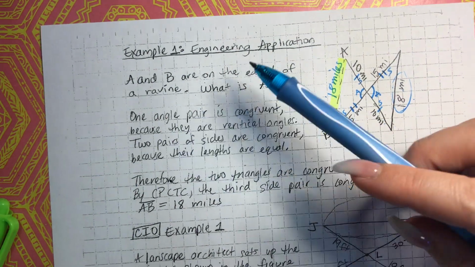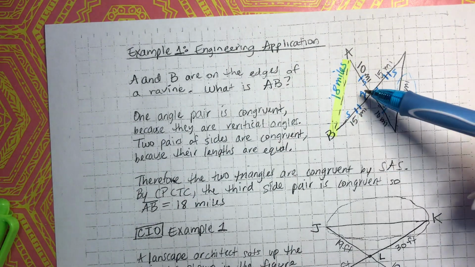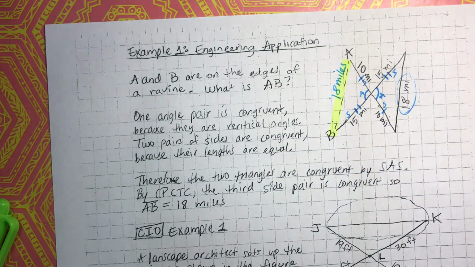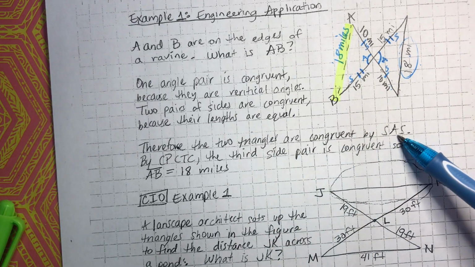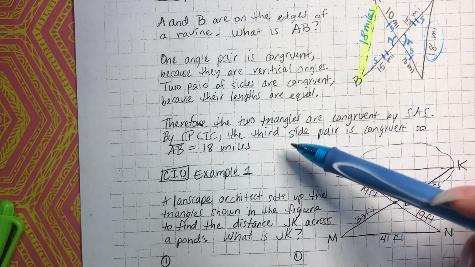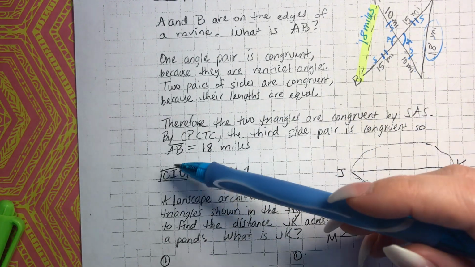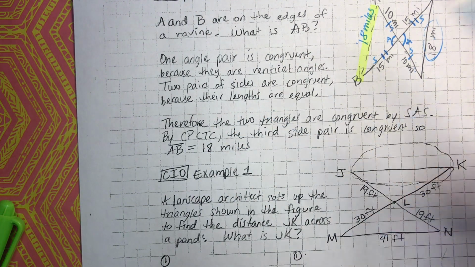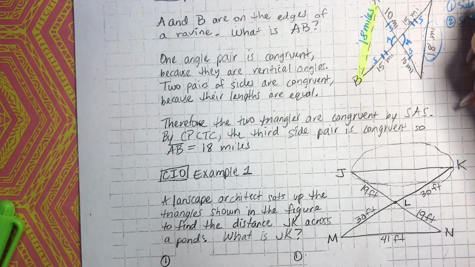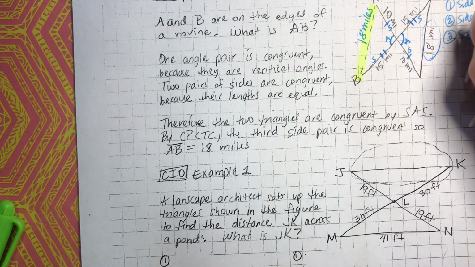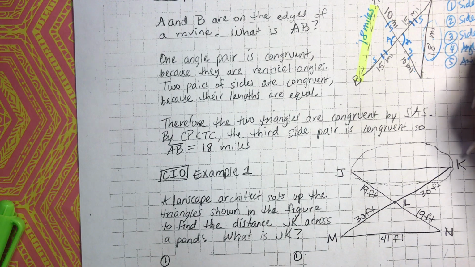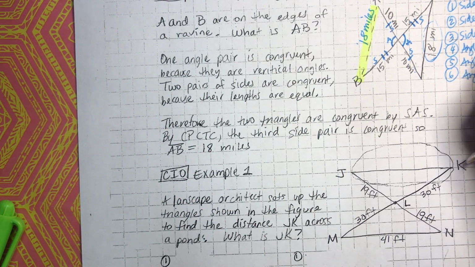So it basically says one angle pair is congruent, right here, because they're vertical angles, and 2 pairs of sides are congruent because their lengths are equal. Therefore, the 2 triangles are congruent by SASSY, or side, angle, side. By CPCTC, the third side pair is congruent, so AB is equal to 18 miles. So if we look at that, we have a side, we have another side, oh shoot, we got a third side, 6 pieces of information. We had an angle, got another angle, we got a 6th angle. Okay, so what did we have?